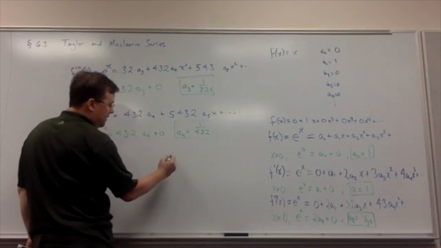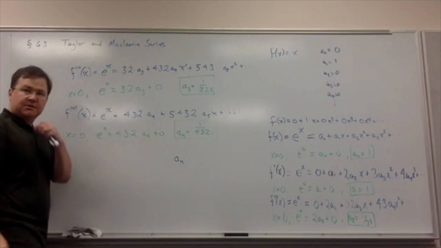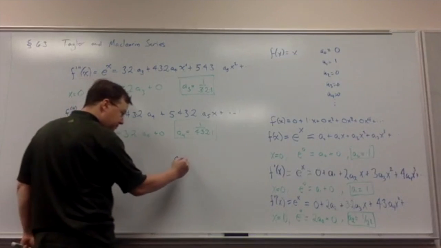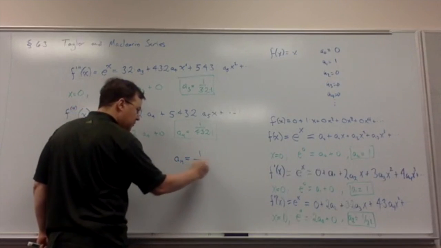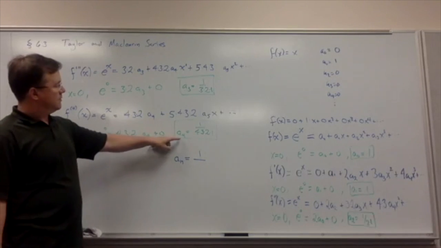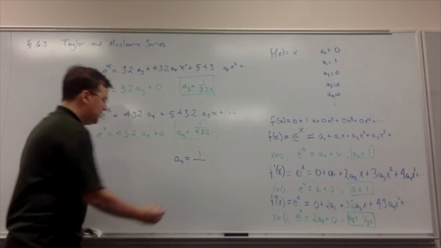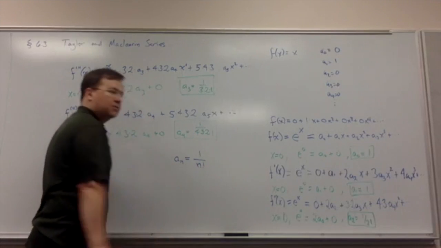I think it appears to me that the nth coefficient is going to be 1 over n factorial, right? See how the subscript is the same as the largest number? So n factorial.